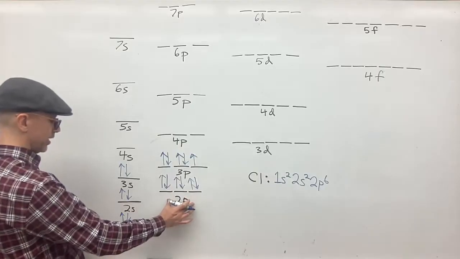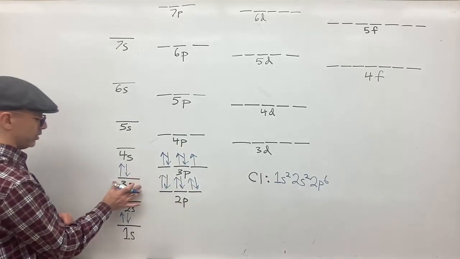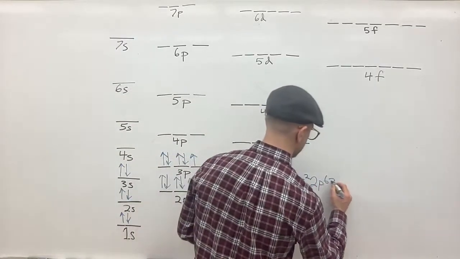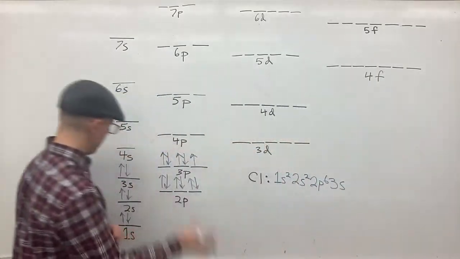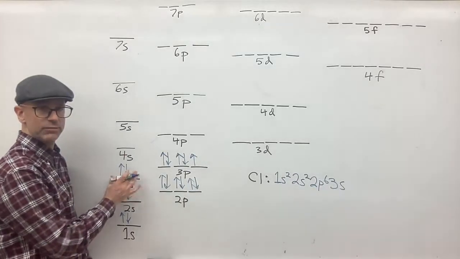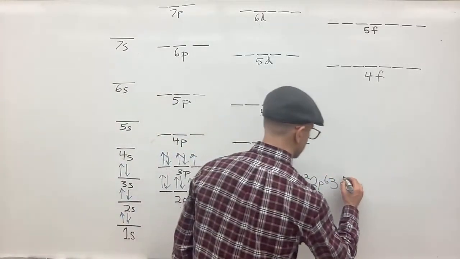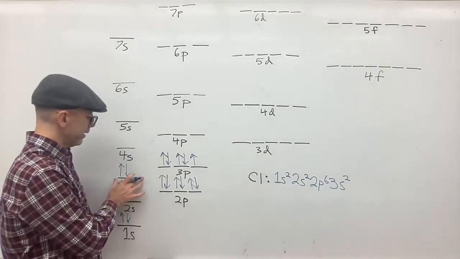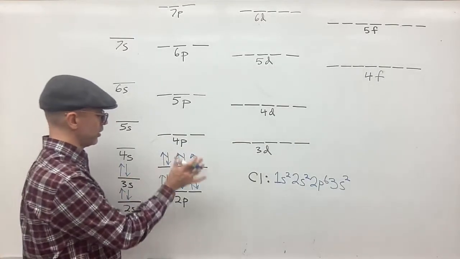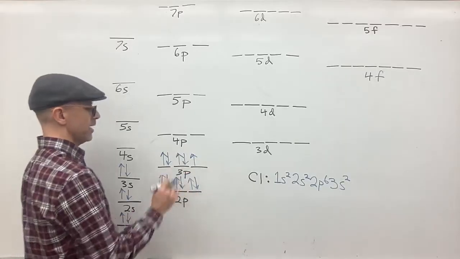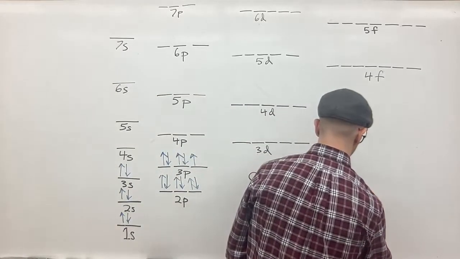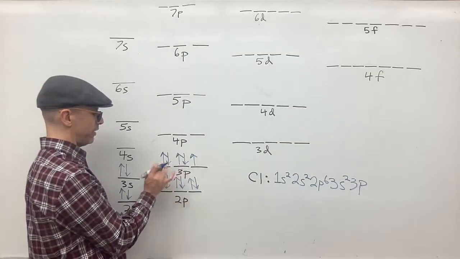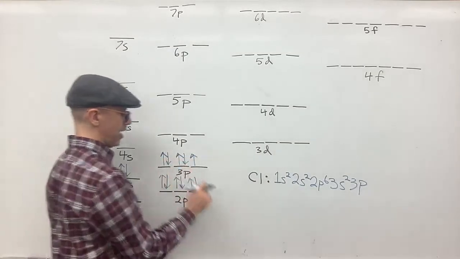Okay? Next is going up to the next higher level. That's 3s. So I'm going to write 3s. And then how many electrons do I have? 2. So I'm going to put superscript 2. And then I go to the next one. So the next one is 3p. And so I write 3p. And how many electrons do I have in here? 1, 2, 3, 4, 5.